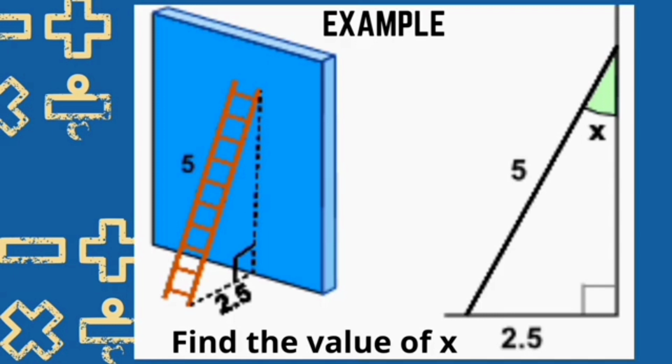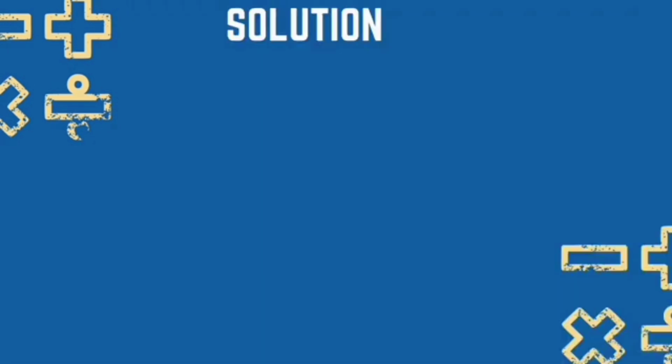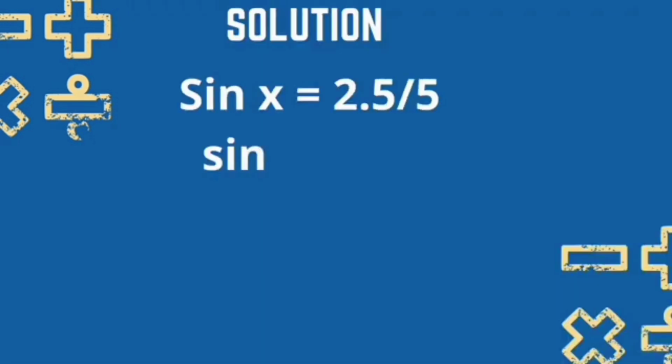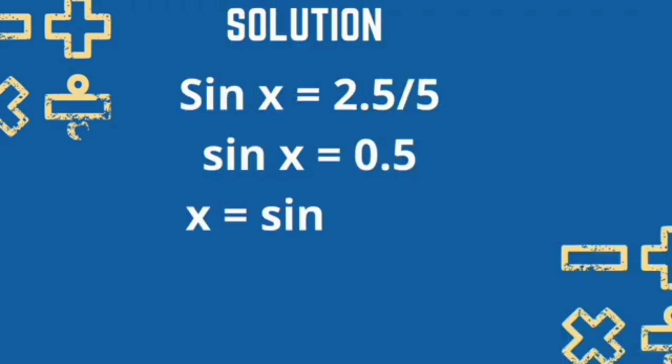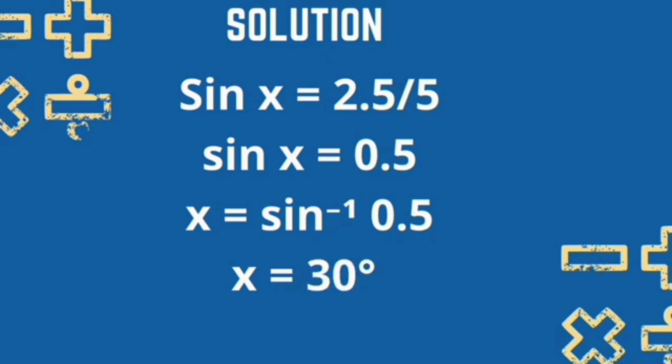In the right-angled triangle formed, 2.5 is the opposite while 5 is the hypotenuse of X. Using trigonometric ratios, sin X is equal to 2.5 divided by 5, which is equal to 0.5. X becomes the sine inverse of 0.5, which is equal to 30 degrees.